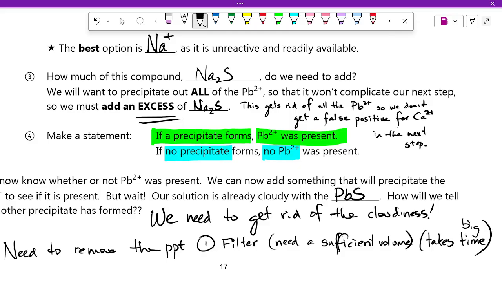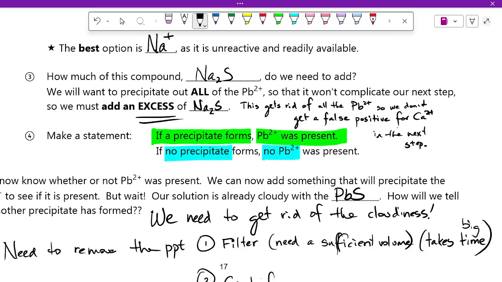Although filter is great because we all know what filtering is, and it is a short word to write, so when I'm doing it theoretically, I might choose to say filter. There is a better technique for real life. Anyone know what it is? Centrifuge.